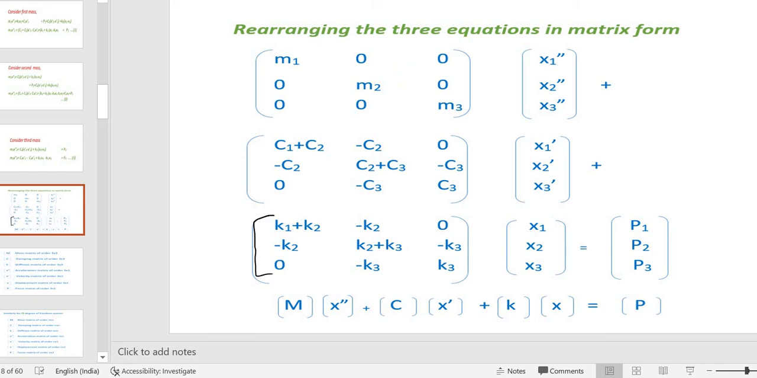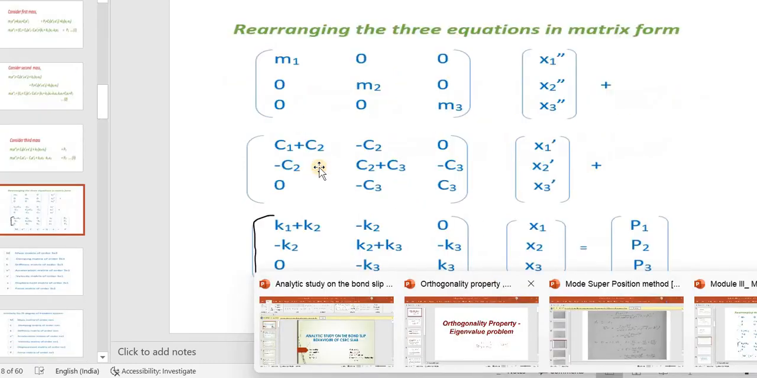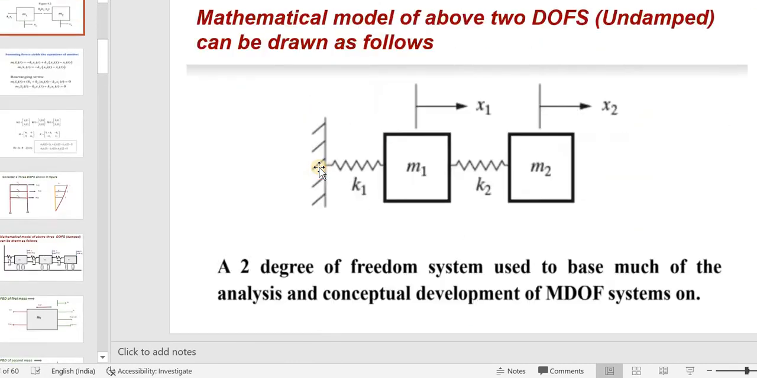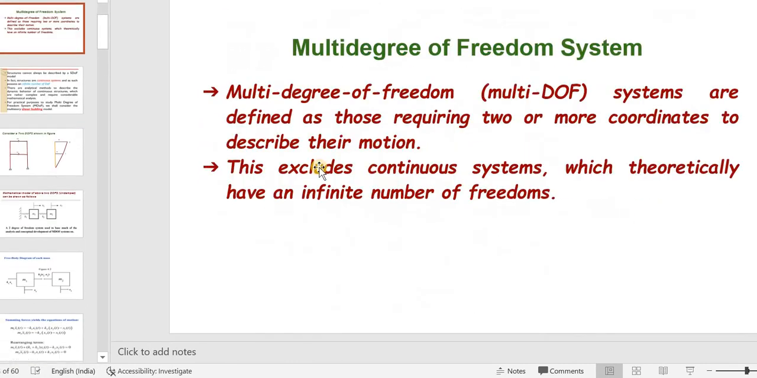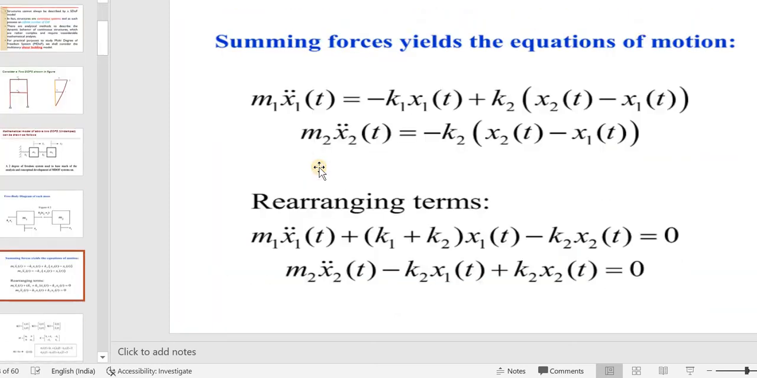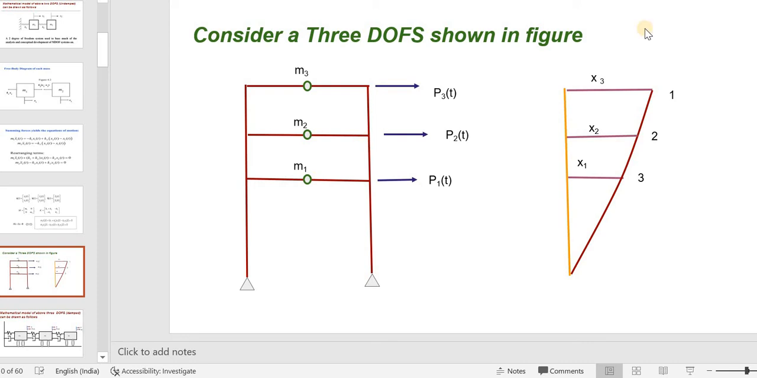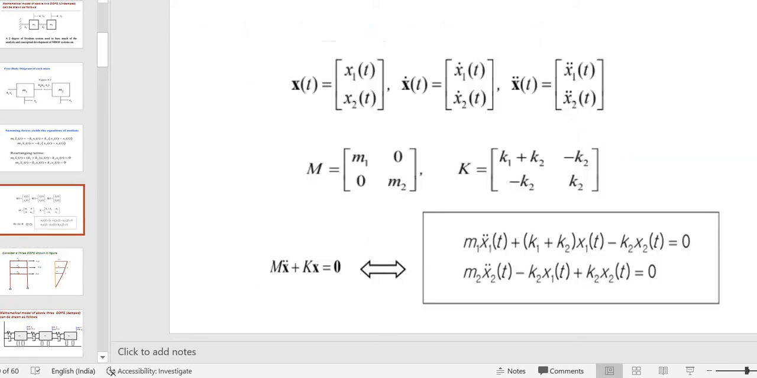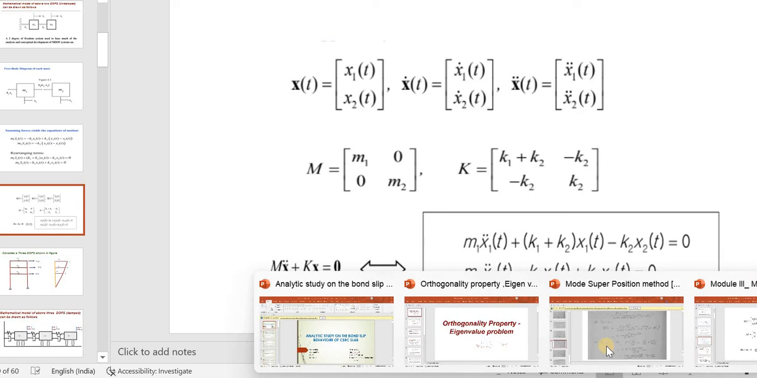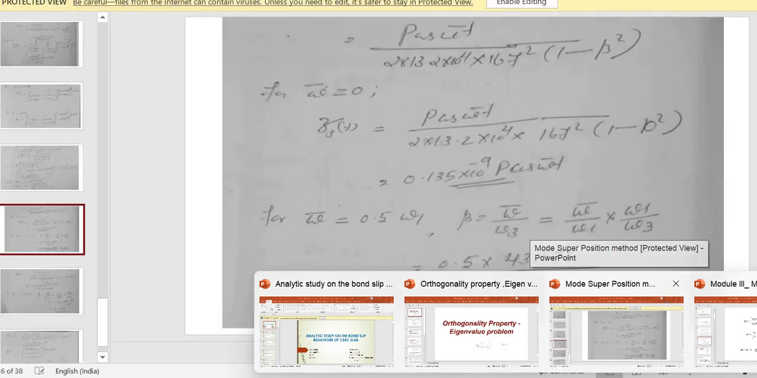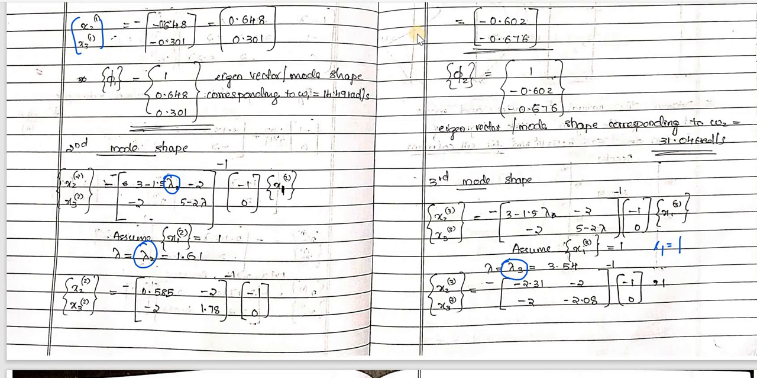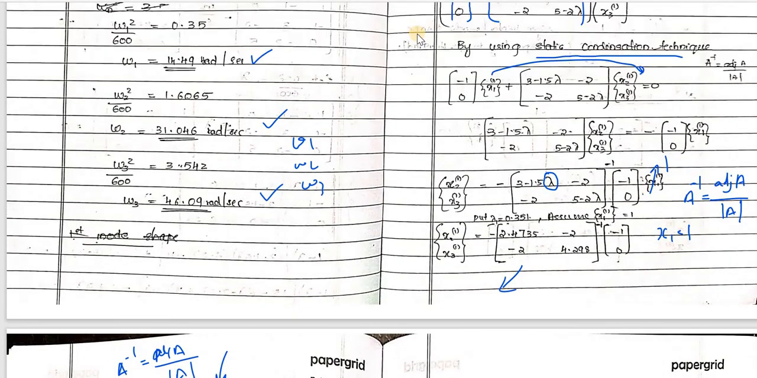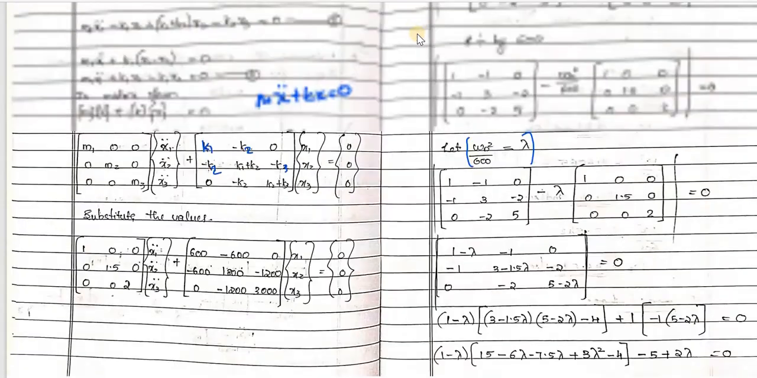Likewise C values will be like this also. So if I am considering a 2 degree of freedom system, the equation was like this, K1 plus K2, minus K2, minus K2, K2, like that. So here also the term which we are discussing in this equation, just a minute. So here we are having a small change.